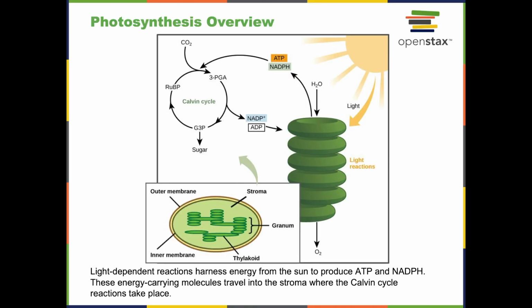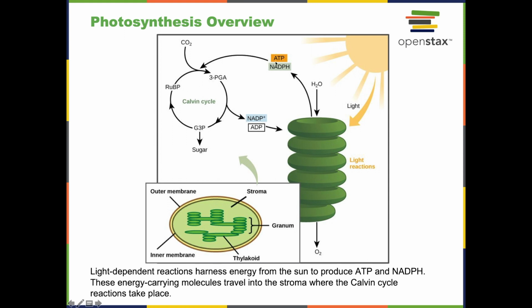Now let's talk about the Calvin cycle. So let's have an overview again. We said the light reaction happens in the thylakoid membranes, and the byproduct is oxygen, but it produces ATP and NADPH. And where do these go? They go into the Calvin cycle.